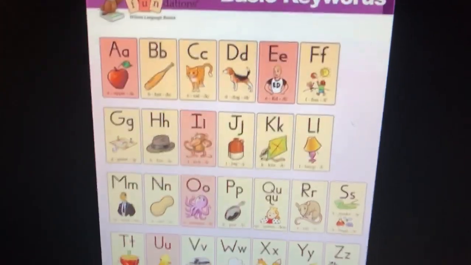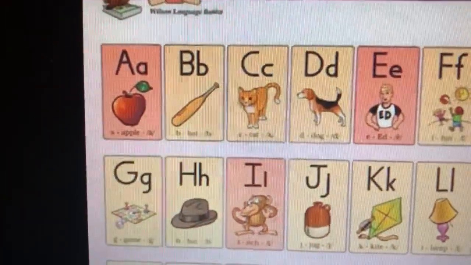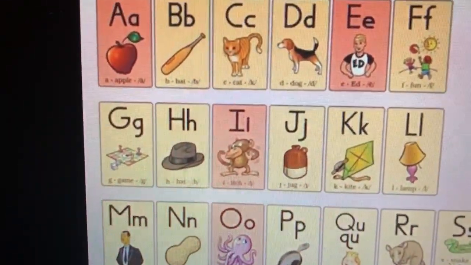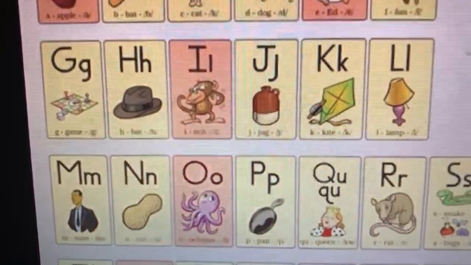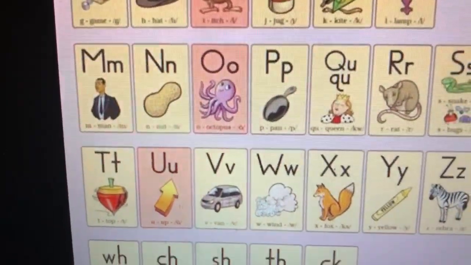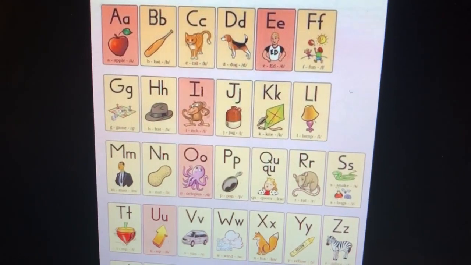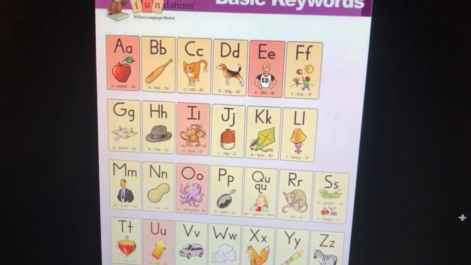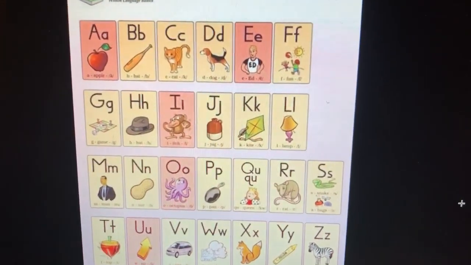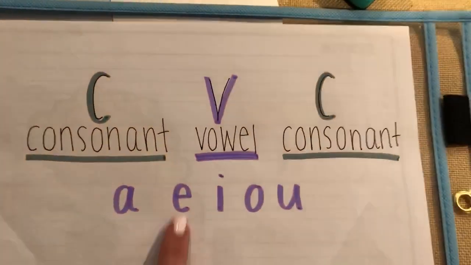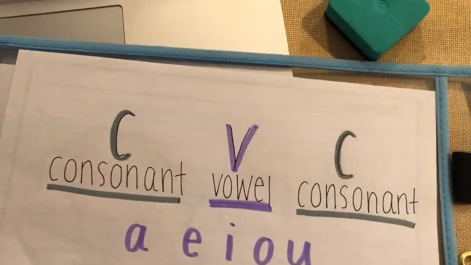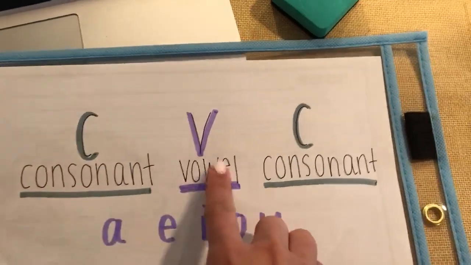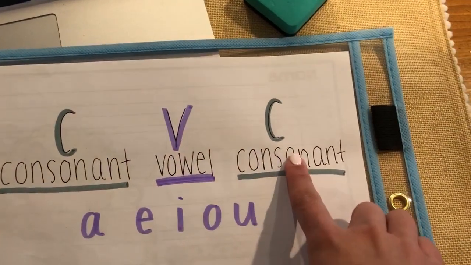Their short sounds are like in A, apple; E, ed; I, itch; O, octopus; and U, up. And then their long sounds are when the vowel says its name. So when the A says A in a word, that means it has the long sound. But for our CVC words, usually it has the short sound in the middle. Whenever you have a CVC word, it's going to be 3 letters. There's going to be a consonant, a vowel, so A, E, I, O, or U, and then it ends with a consonant.